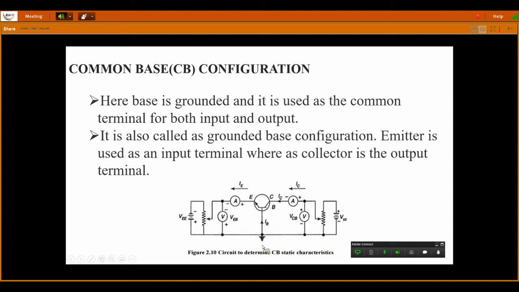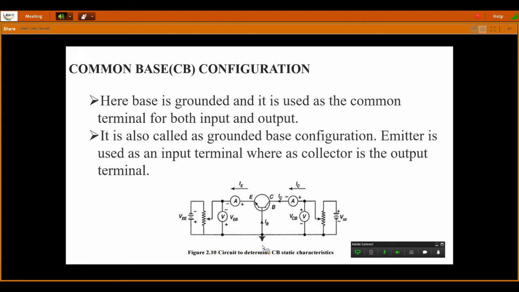Okay, hence here the base is grounded. We could call this a common base configuration, or we could call this a grounded base configuration, since we connected the base to the common ground. So the emitter is used as the input terminal and the collector is used as the output terminal.